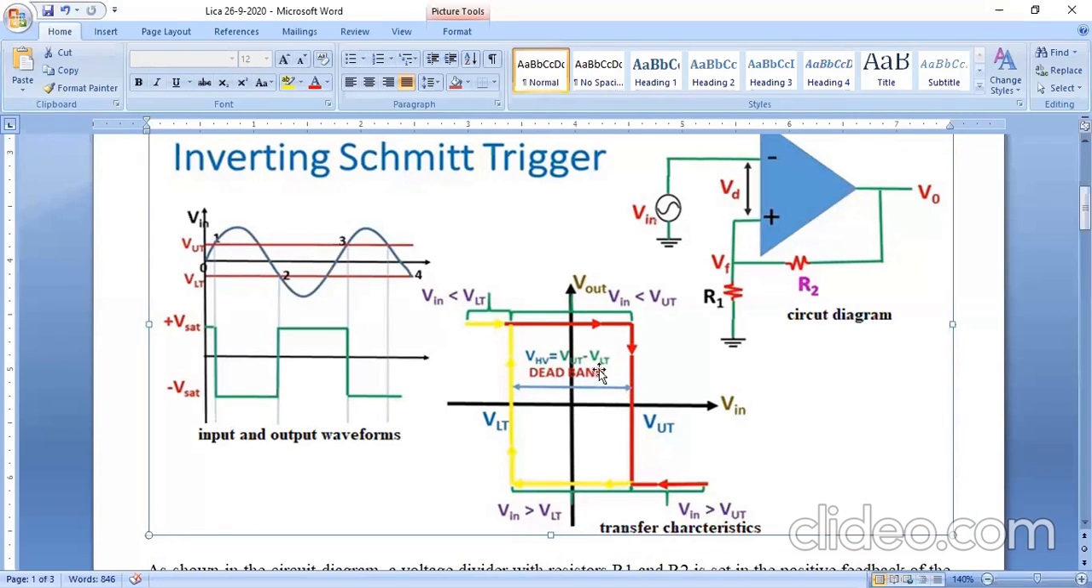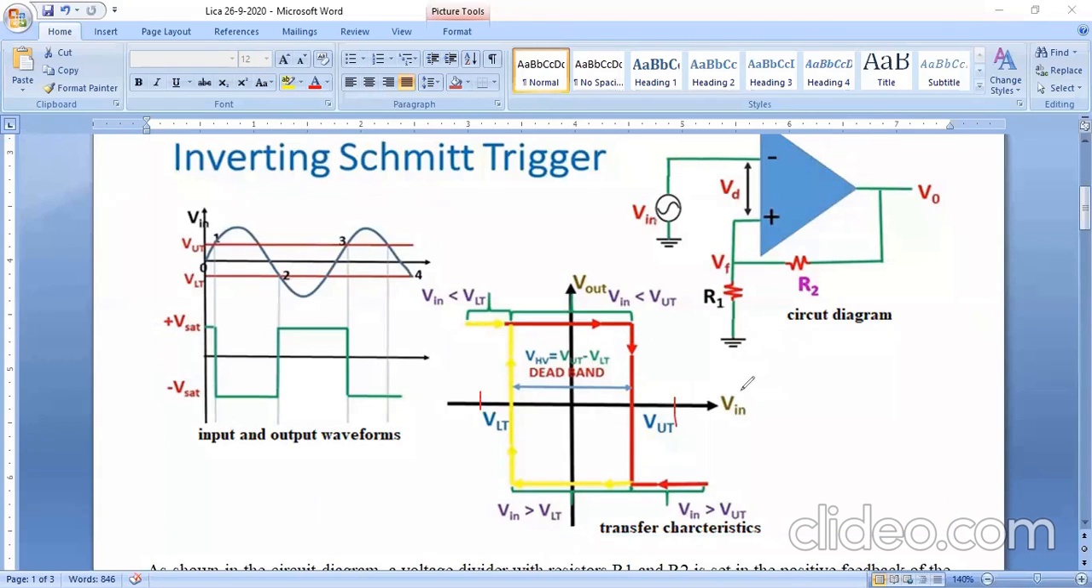Generally the input voltage V input is varying from plus V maximum to minus V maximum. So if we analyze this particular condition, the input voltage is varying from plus V maximum to minus V maximum. Specifically it is varying from the upper threshold voltage to the lower threshold voltage, or from plus V maximum to minus V maximum.